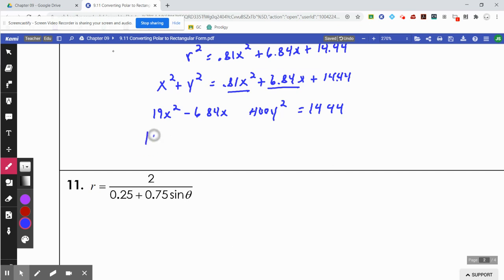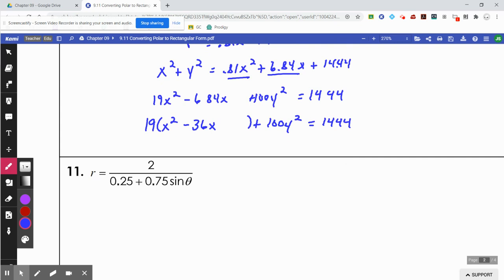So let's factor out our 19 in our first couple of terms. You're left with x squared minus 36x. That worked out really nice. And then you still have plus your 100 y squared equals 1444.